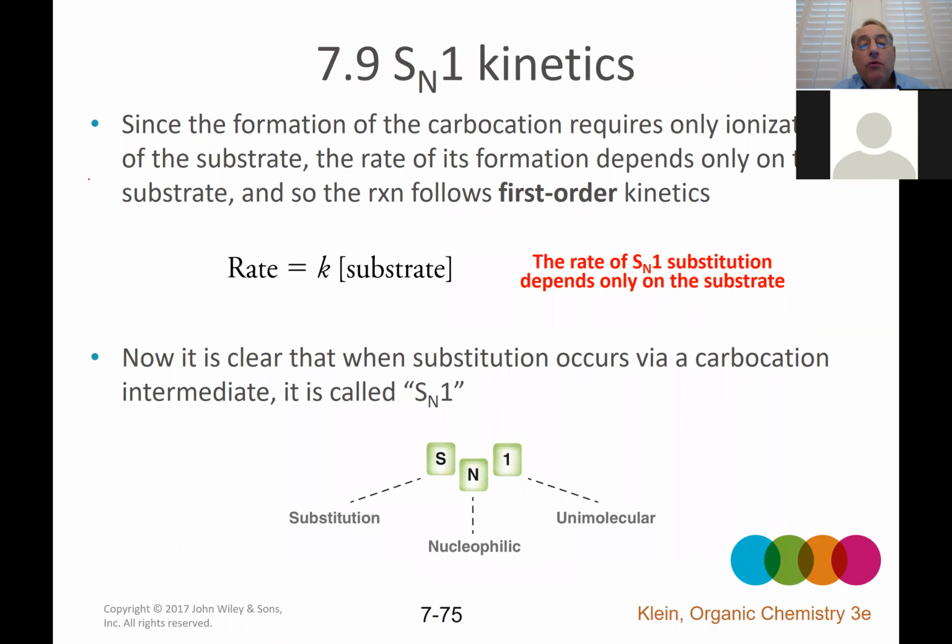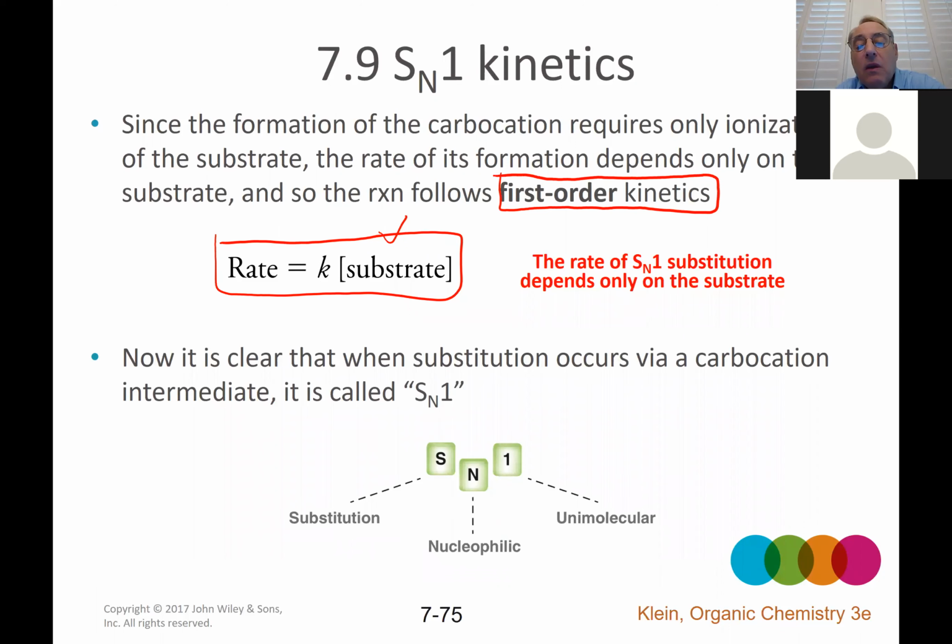And because that first step only involves the substrate concentration, the rate reflects that. The rate is proportional only to the substrate concentration, and that's reflected in first order kinetics. The base, the ethanol base or nucleophile, does not come in after the rate determining step. So the rate determining step only involves the substrate ionizing, and so the rate law reflects only the substrate concentration. And so this is where the SN1 symbolism comes from.